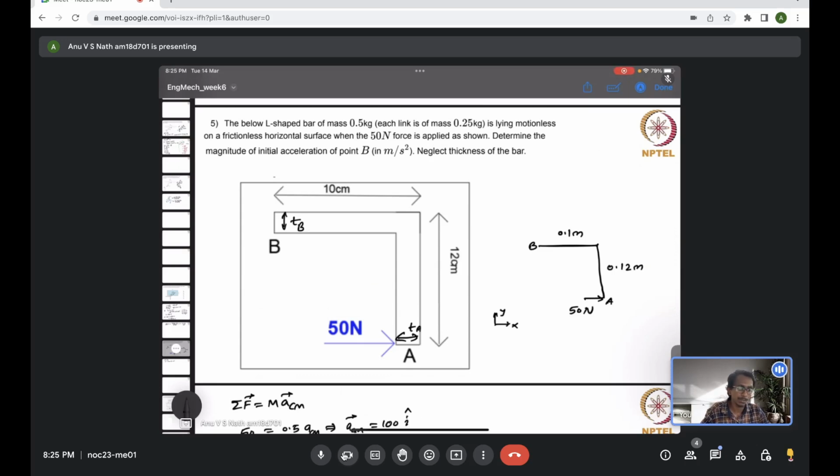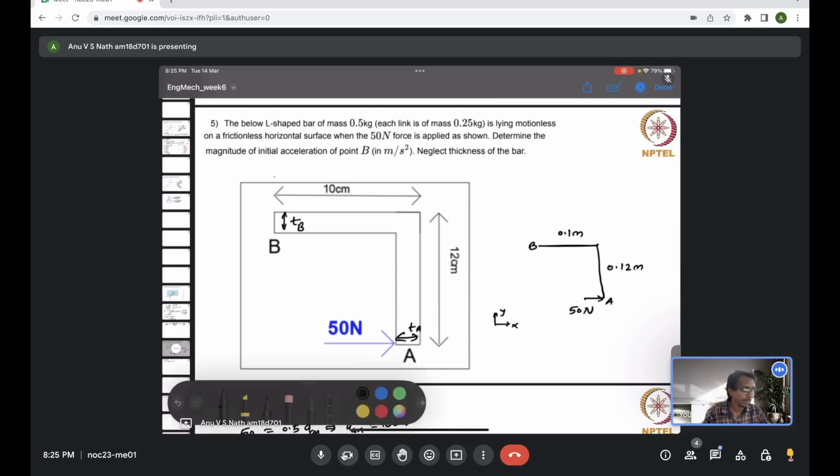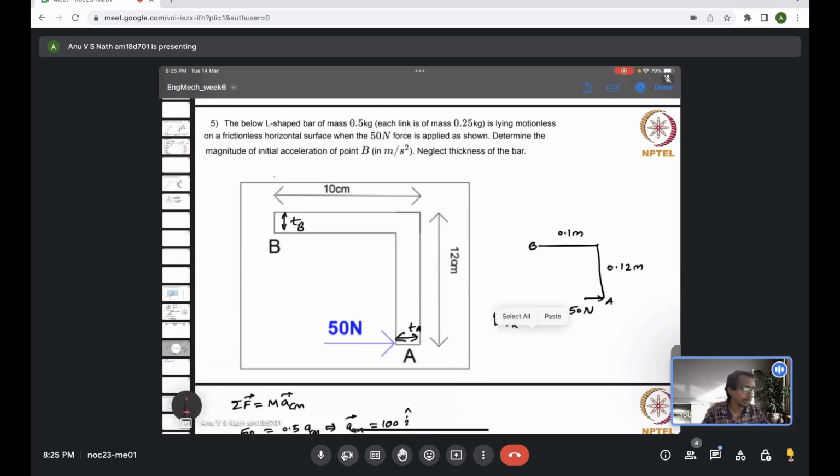But because the 50 Newton is applied offset at point A. So now still we don't know where the center of mass is. From the mass distribution you can assume it will be somewhere here, right? Because there's some 0.5 kilogram mass at this end, and there's a 0.25 kilogram mass there and 0.25 kilogram mass here. So the center of mass will be somewhere at this location.